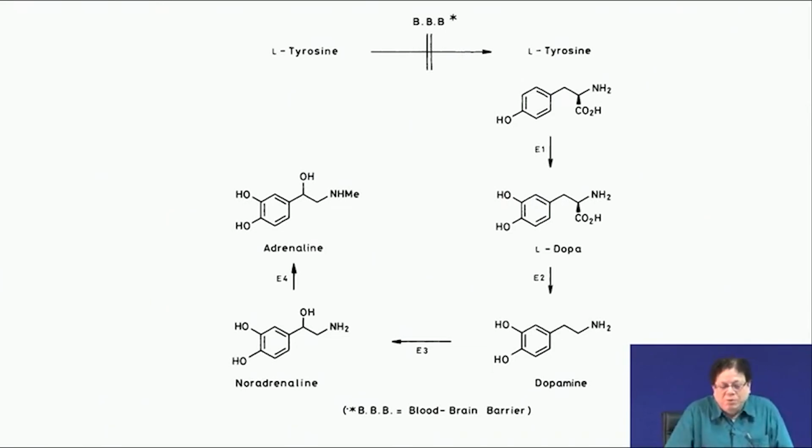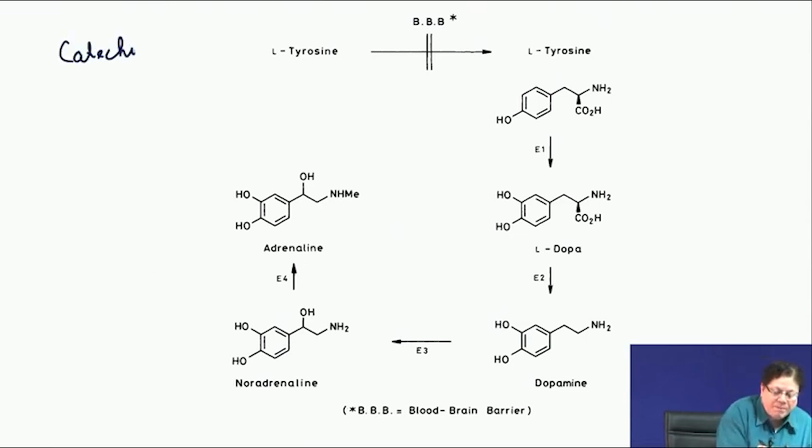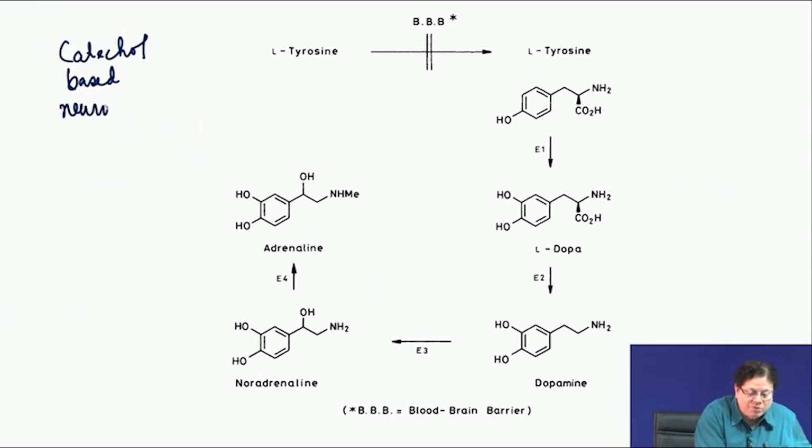Now, today we will discuss another two neurotransmitters. One is the aromatic, catechol based neurotransmitters. That means they have a catechol moiety. What is the catechol moiety? That is an ortho-dihydroxy aromatic ring. Catechol based neurotransmitters. Okay.